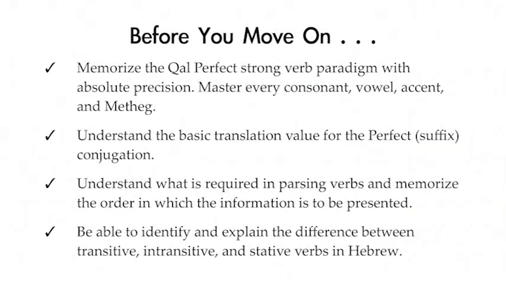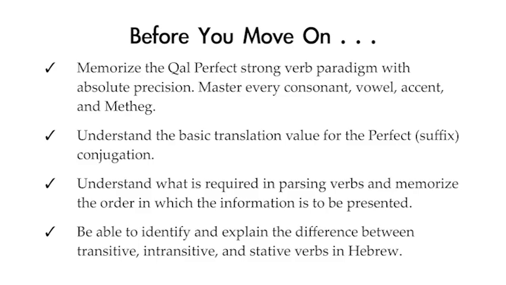So before you move on from this chapter, here's what you need to do and what you need to know. First, memorize the Cal Perfect strong verb paradigm with absolute precision. Master every consonant, vowel, accent mark, and metheg. Pay special attention to the afformatives that appear in all the forms but the 3MS. These afformatives are unique and will identify the person, gender, and number of each verb.